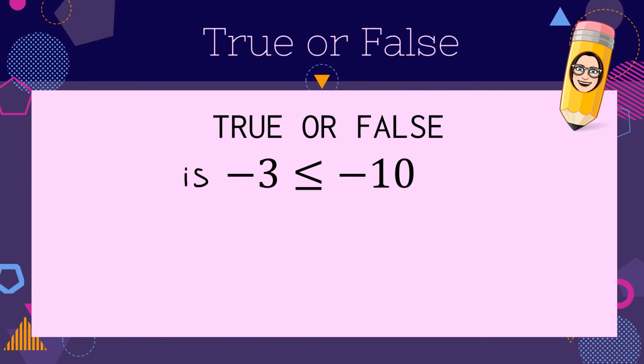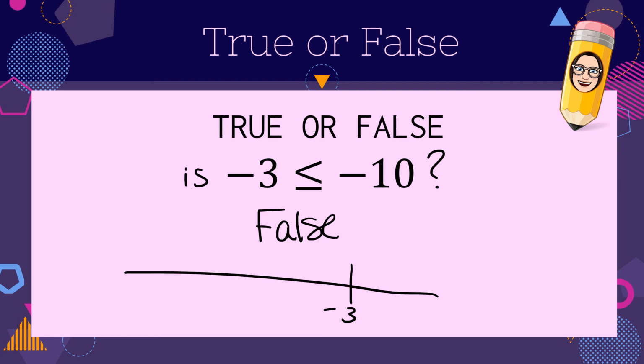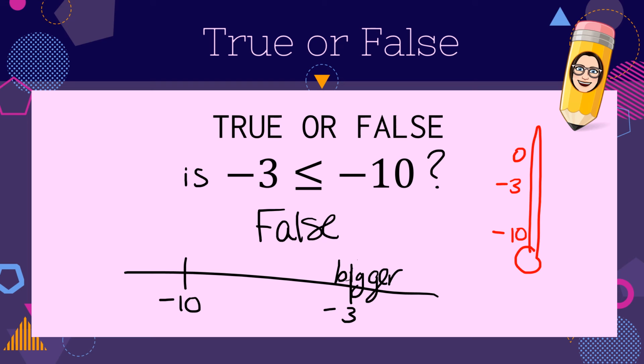Is negative 3 less than or equal to negative 10? This is false. Now you might look at the 3 and the 10, but these are negative numbers. So if I think of a number line, negative 3 is here, negative 10 is here. Negative 3 is bigger than negative 10. So because they're both negatives, we've got to think about where they're located, what their value is. Another way to think of it, if it's helpful, is to think of a thermometer, right? Negative 10 is colder than negative 3.